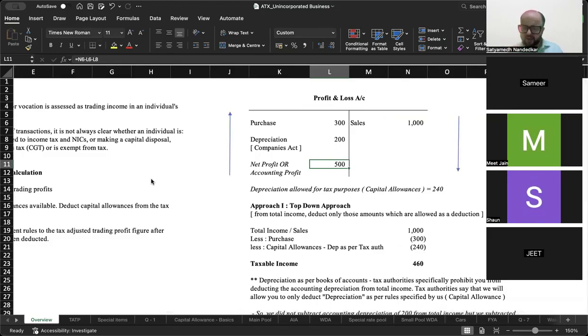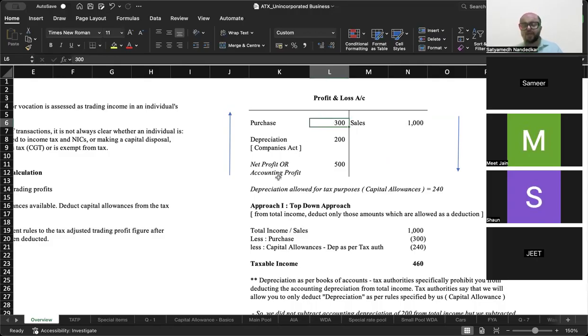There are two ways of calculating the taxable trading profit. One is the top-down approach and the other is the bottom-up approach. Top-down approach में क्या करो? From the total income, subtract all the allowable deductions. What are these allowable deductions? Expenses which the income tax allows you to subtract from total income to arrive at the taxable income. So from this 1000, you will subtract 300 purchase cost.